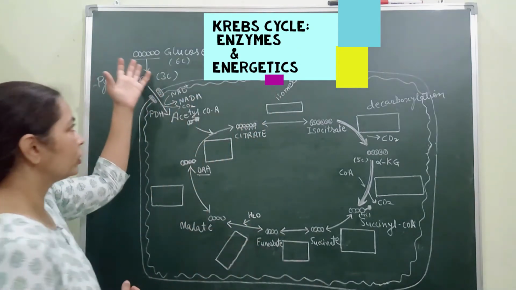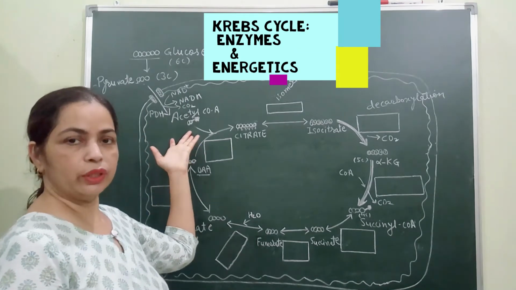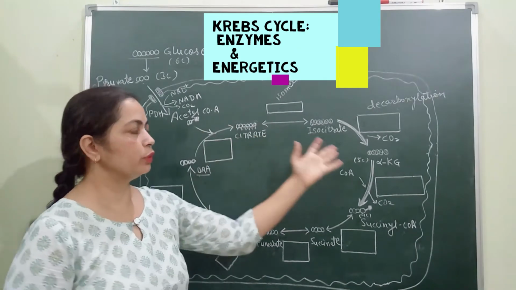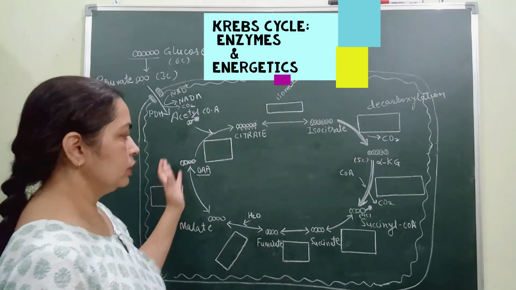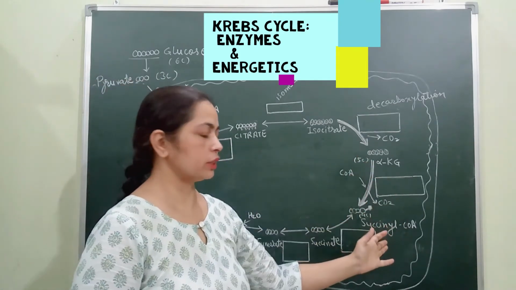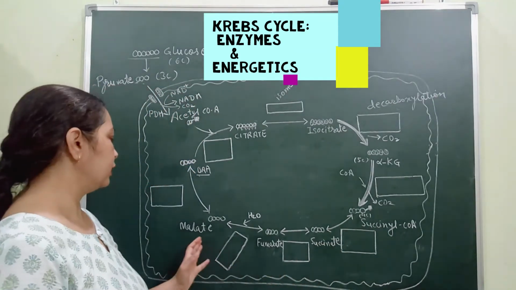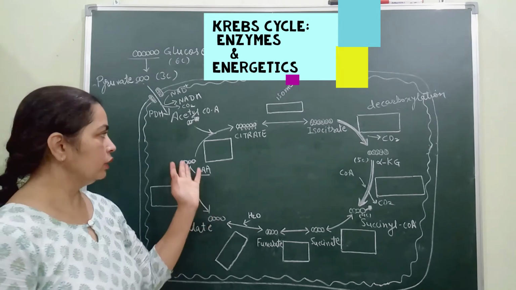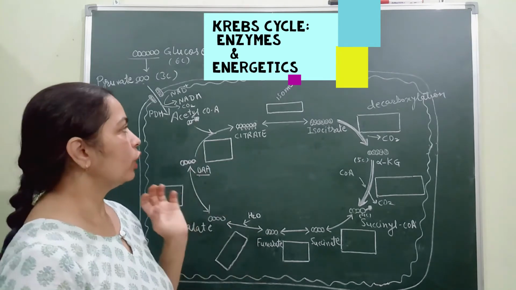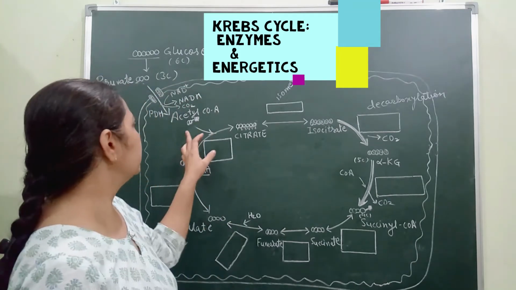So we have already seen glucose gets converted to pyruvate, pyruvate to acetyl coenzyme A, and this acetyl coenzyme A undergoes this cyclic pathway to produce citrate, isocitrate, alpha KG, then succinyl CoA, then succinate, then fumarate, then malate, oxaloacetate, which is again reused. So now let's see the enzymes one by one here. So what happens in step 1?